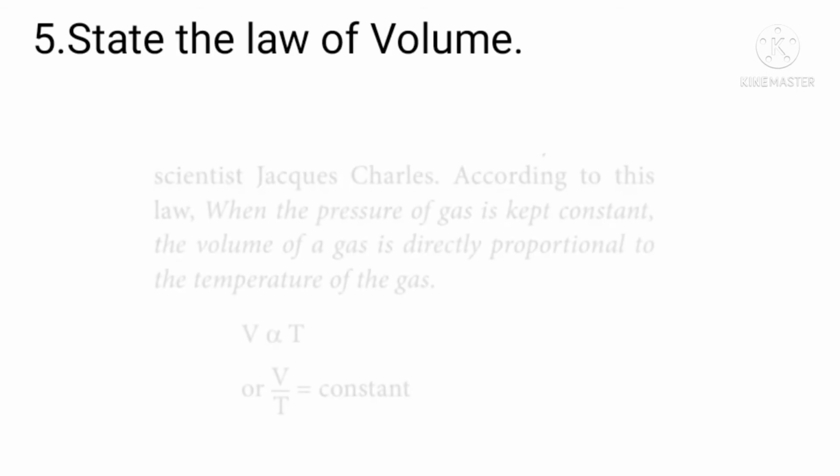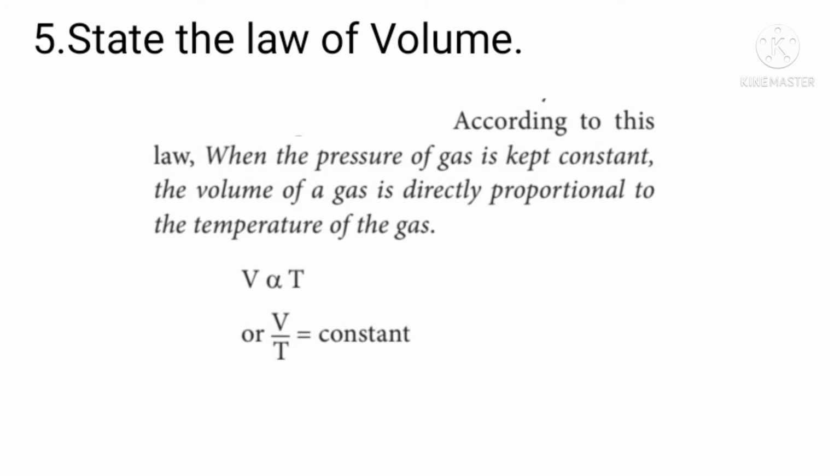Fifth question, state the law of volume. It is on page number 37. When the pressure of a gas is kept constant, the volume of a gas is directly proportional to the temperature of the gas. V is directly proportional to T, or V by T is equal to constant.